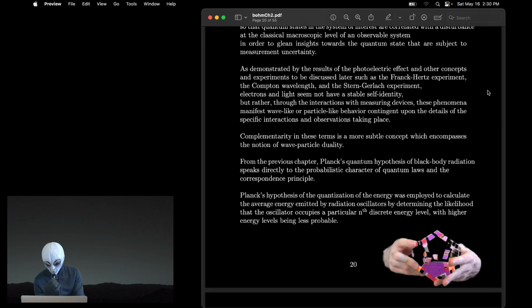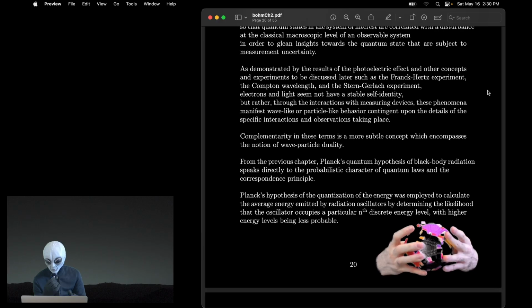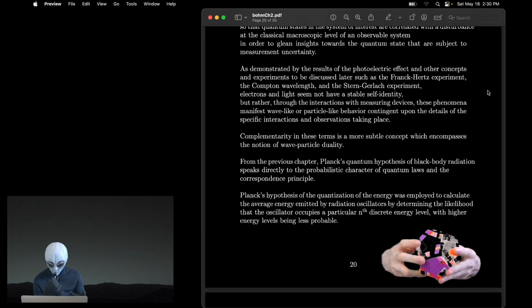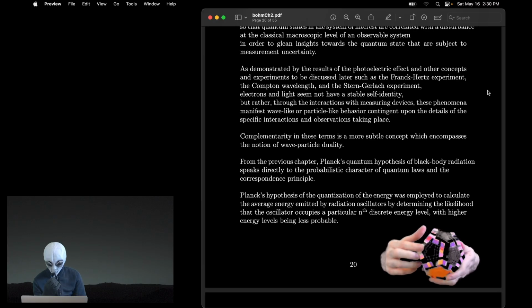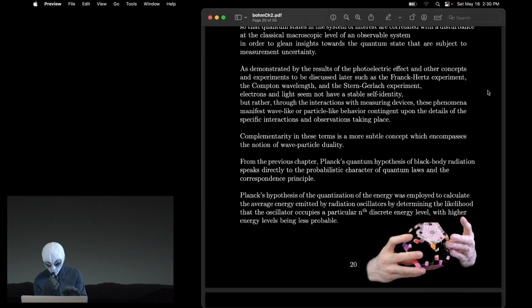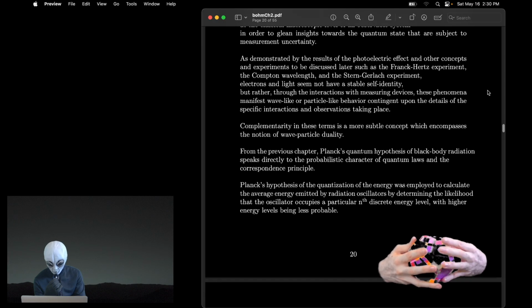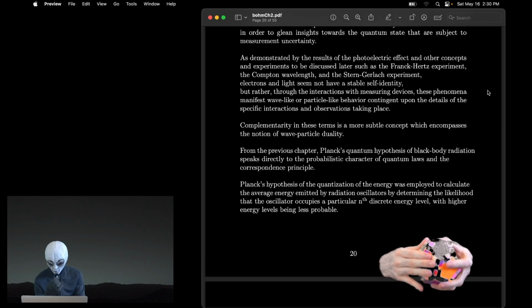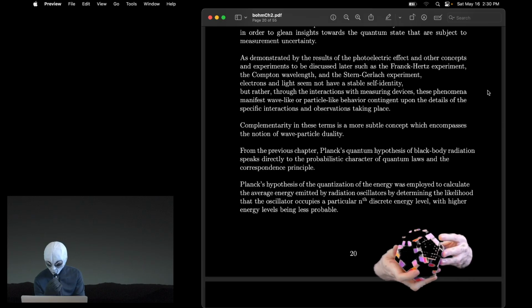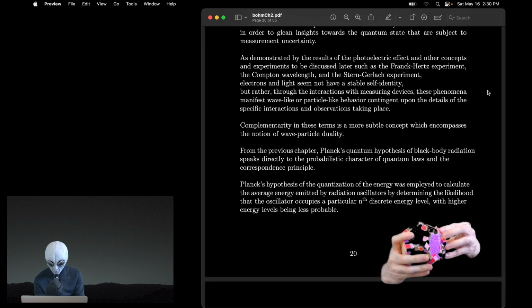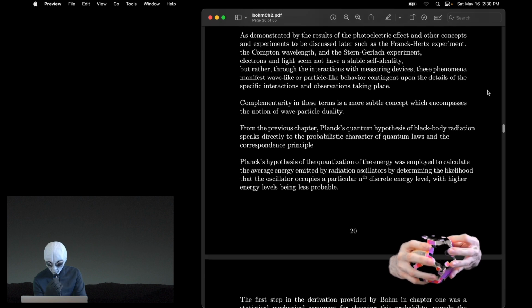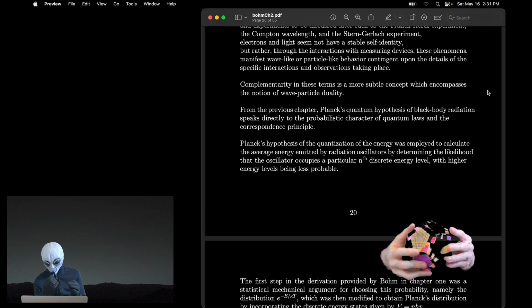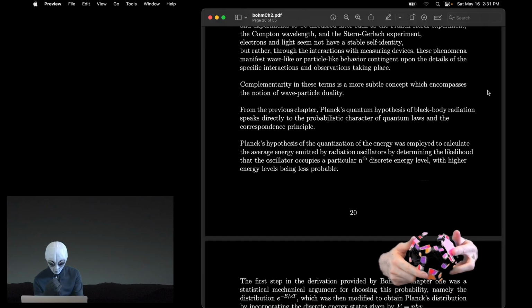As demonstrated by the results of the photoelectric effect and other concepts and experiments to be discussed later, such as the Franck-Hertz experiment, the Compton wavelength, and the Stern-Gerlach experiment, electrons and light seem not to have a stable self-identity, but rather, through the interactions with measuring devices, these phenomena manifest wave-like or particle-like behavior contingent upon the details of the specific interactions and observations taking place. Complementarity in these terms is a more subtle concept which encompasses the notion of wave-particle duality.